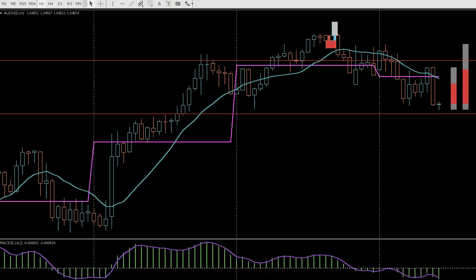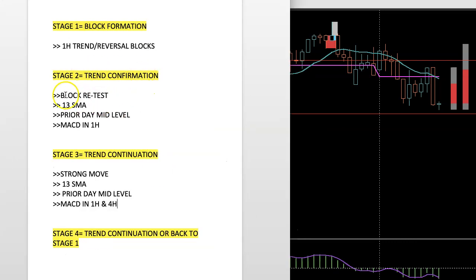Based on the trend confirmation, we either want to see a block retest, which sometimes we get and sometimes we don't. This doesn't have to happen all the time. Then right here, the major thing would be that we have a candle that closes below the 13 simple moving average.